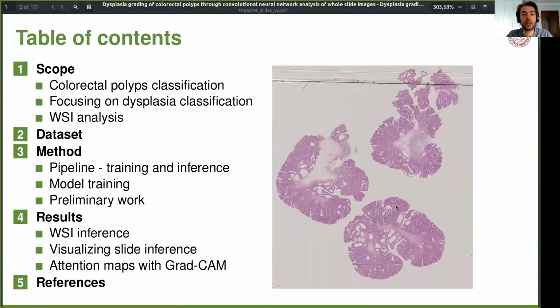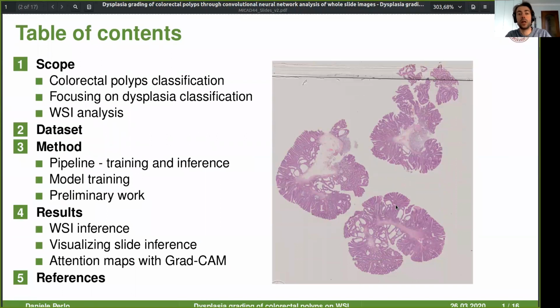In this presentation, I would like to show you why focusing on dysplasia classification is so important. After that, I show you the data set we are collecting and the method to make the prediction, the classification, and some other findings. At the end, I show you some results, some inference performance on whole slides, and some visualization to better understand our work.